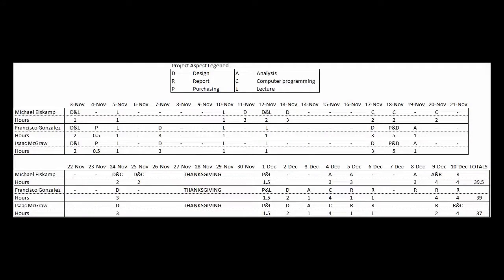This is our budget. We were able to stay under $75 with our $71.74. Our most expensive items were the sensor at about $21 and the plywood at about $17. And we were able to salvage most of our materials. This is our schedule of our hours. As you can see, we all got about the same amount of hours, of above 35 hours each, even with the handicap of Thanksgiving break.